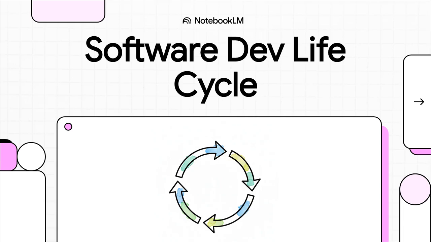Have you ever looked at an app on your phone and just wondered, how did this get here? How did it go from just an idea to this thing I use every day? Well, it's definitely not magic. It's actually a super structured process, a roadmap that every developer follows called the software development lifecycle. And today we're going to break it all down.